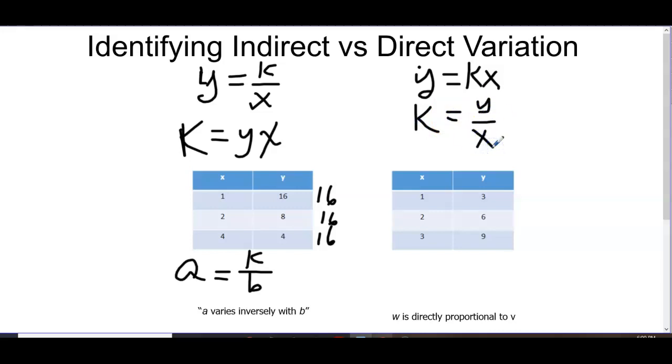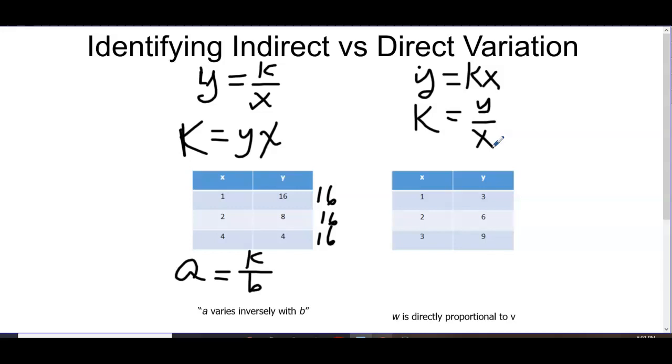So in the table below, if I wanted to test it, I would always test for indirect variation first, just because it's so easy to multiply the numbers together. 1 times 3, well, that's 3. 2 times 6 is 12. Oh, okay. It can't be indirect variation because the product of x and y isn't the same for all the data points. So then I'll go and try direct variation.